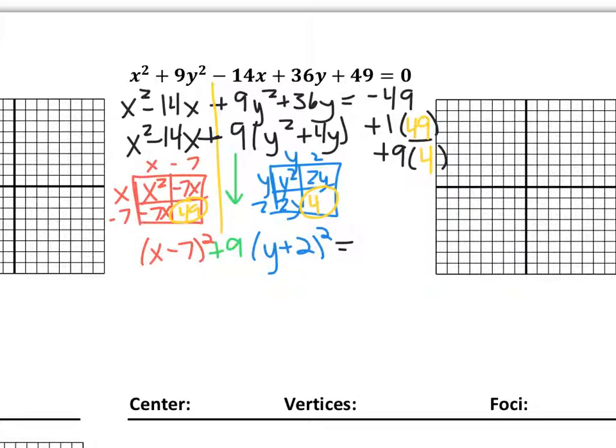All right. So negative 49 plus 9 times 4 is going to give you 36. With ellipses, I need it equal to 1. So I'm going to divide everything by 36.